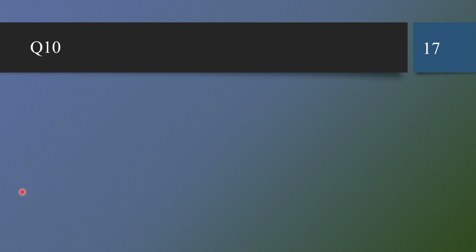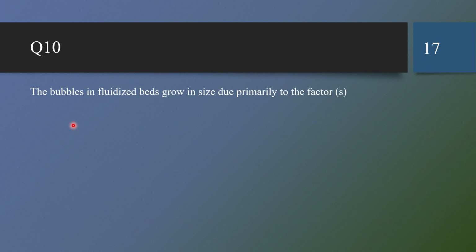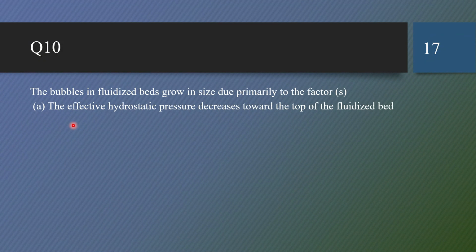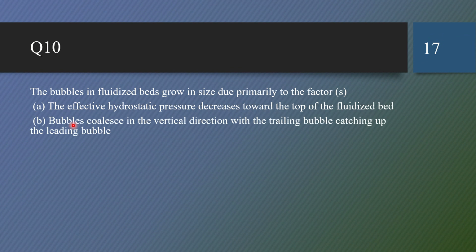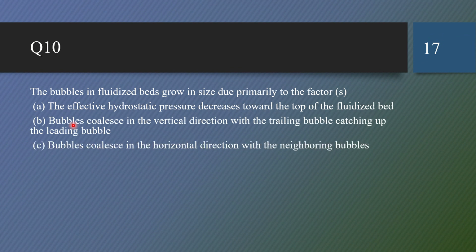In question 10, it is asked that the bubbles in fluidized beds grow in size due primarily to the factors: effective hydrostatic pressure decreases towards the top of the fluidized bed; bubbles coalesce in the vertical direction with the trailing bubble catching up the leading bubble; bubbles coalesce in the horizontal direction with the neighboring bubbles; all the above. So what happens?